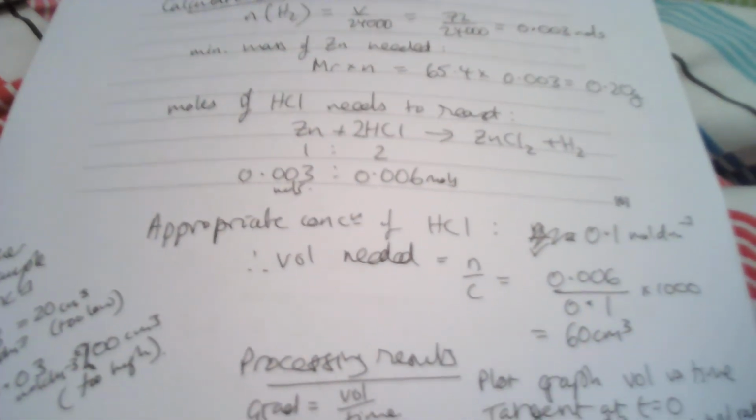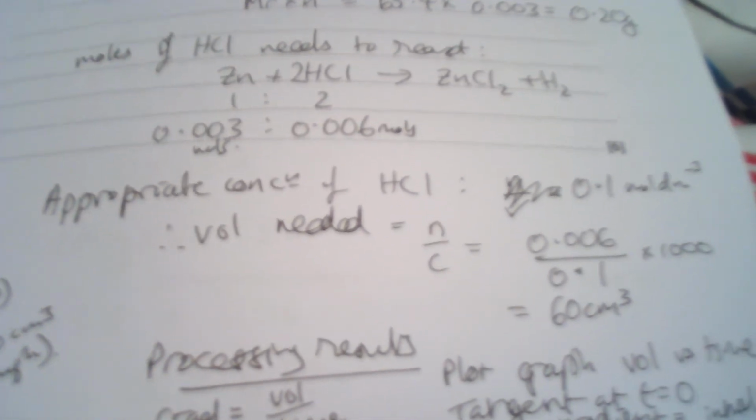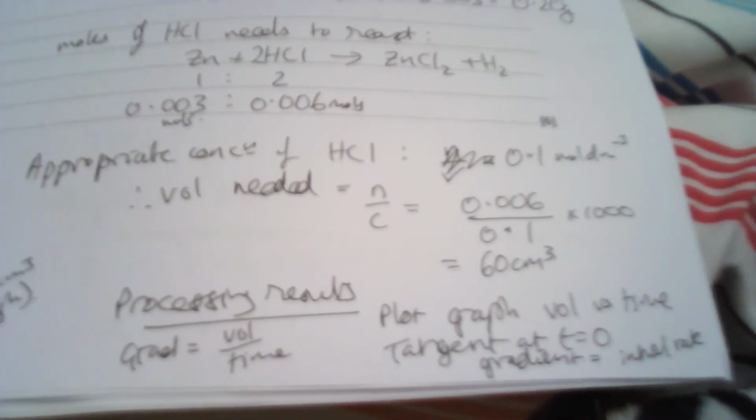How big is our measuring cylinder? 100 cm³, so that's an appropriate concentration. If you use 1 mol per dm³, you end up with a volume of 600 cm³, and that's too big.